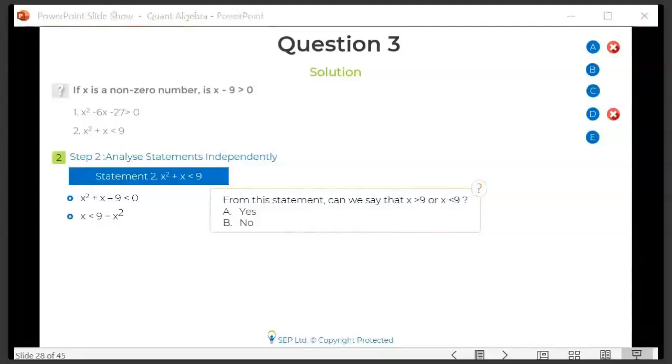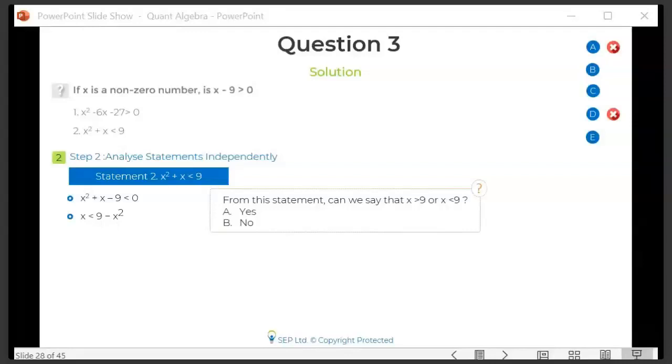Again, let me bring up the poll. Mark yes if you think you can find out the answer, and no if you think you cannot. Keep in mind you need to find out whether x is greater than 9, and you know that x is a non-zero number. Well, let me end the poll now.